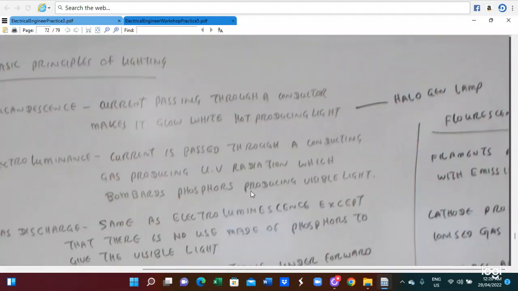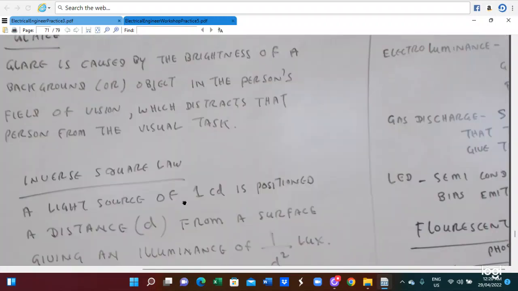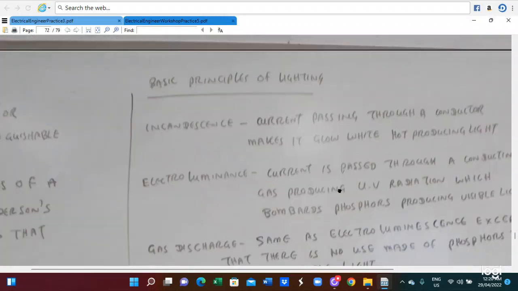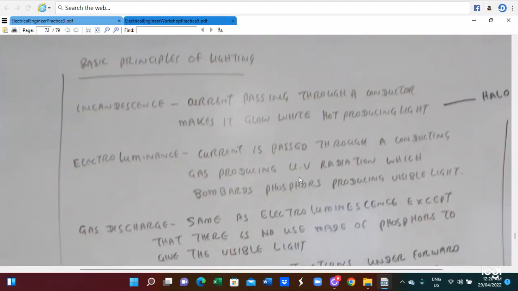So we also have to control the illumination. These are the basic principles of lighting. So this is an incandescent light. When the current passes through the conductor, it makes it glow white and hot, and it produces light.